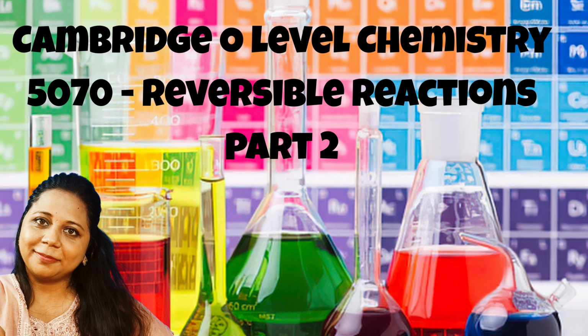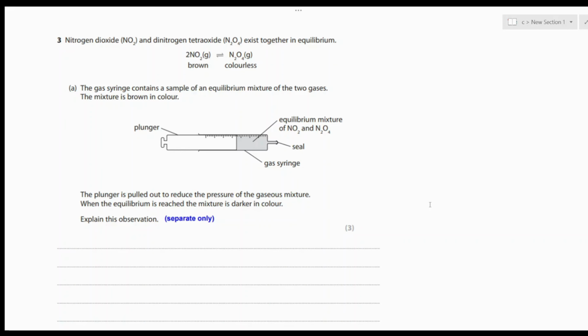The reaction is there, it's again a reversible reaction, and it is indicated by a color change, just like copper sulfate and the hydrated copper sulfate. Okay, the question says the nitrogen dioxide and nitrogen tetroxide exist together in equilibrium. We have used a gas syringe that contains a mixture of both. The mixture is brown in color.